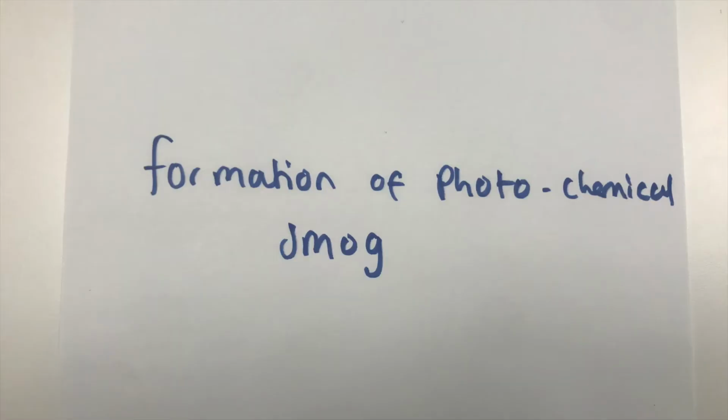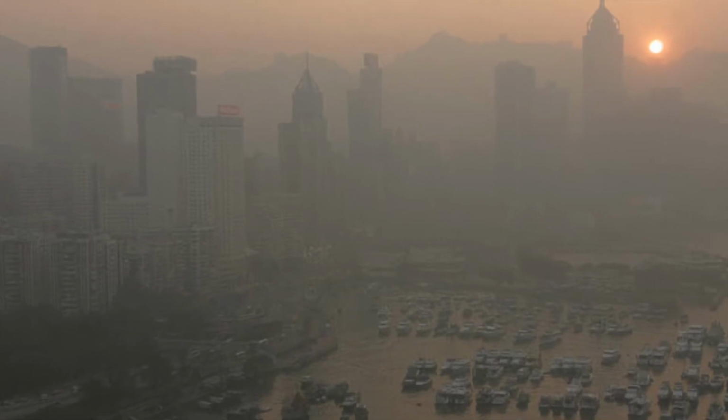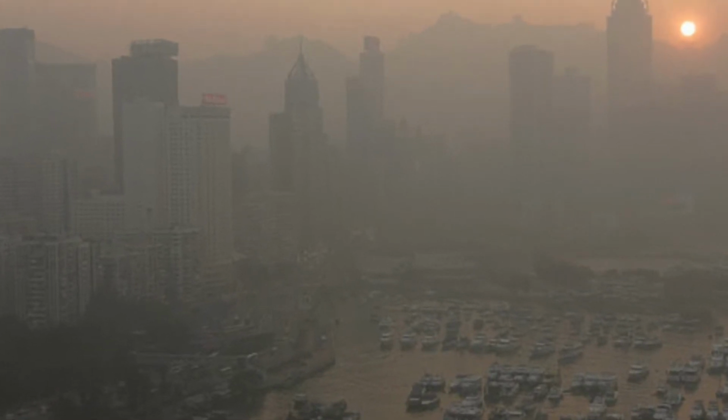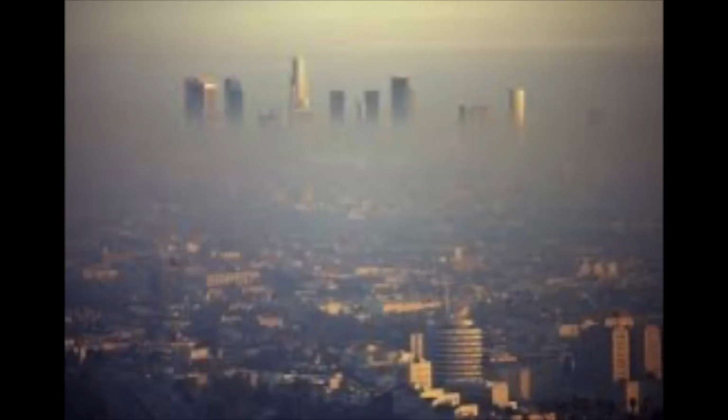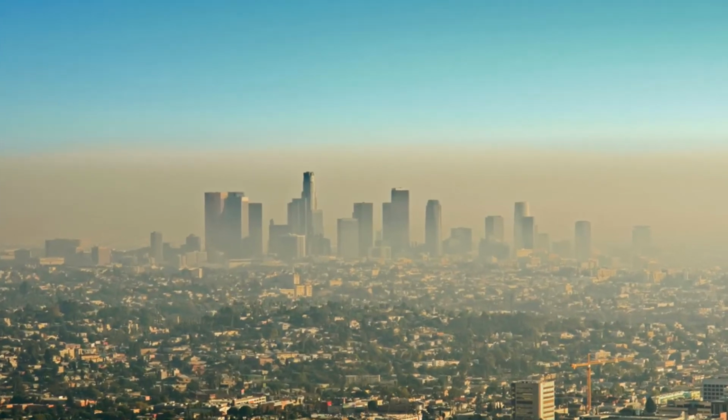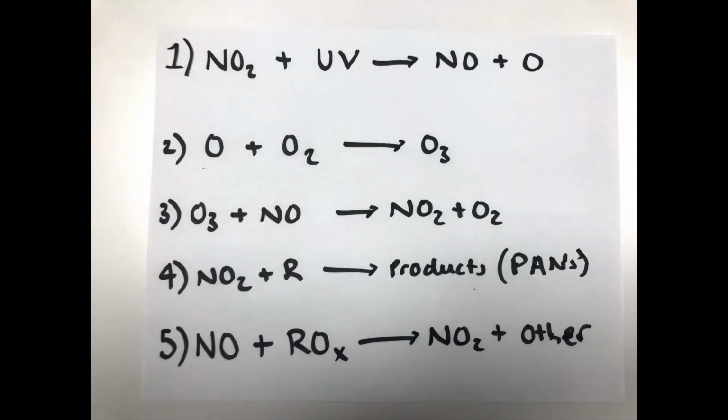Formation of photochemical smog. Ever wonder why there are these misty clouds above cities? No? Okay, well I'm going to tell you anyway. Photochemical smog is due to a mixture of pollutants that are formed when nitrogen oxides and volatile organic compounds react to sunlight. The chemical reactions are shown here.